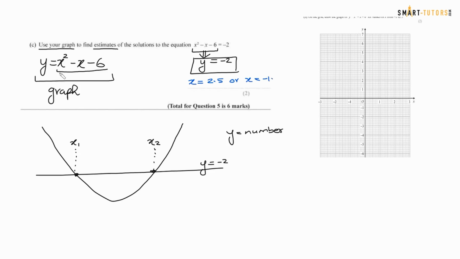So if I go back to C, the answer is x equals 2.5 or x equals minus 1.5. So that is the answer for part C. That is the end of question 5.